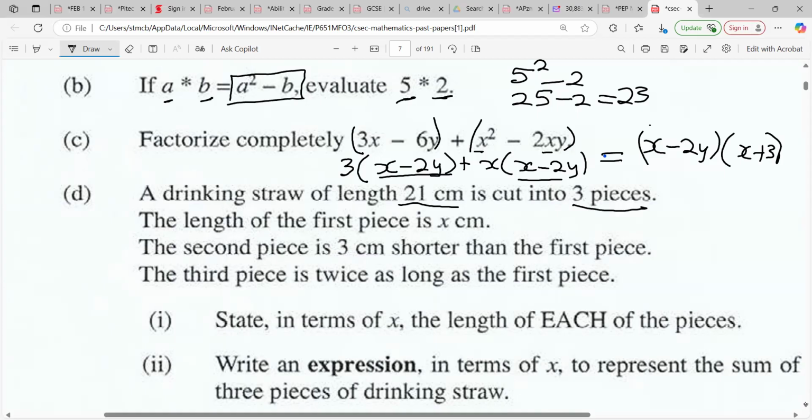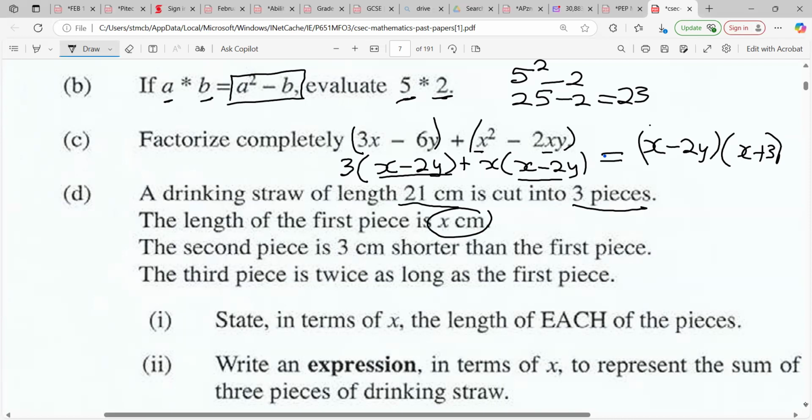The length of the first piece is x. The second piece is 3 centimeters shorter than the first. The third piece is twice as long as the first piece. So I could just write it here. It says state in terms of x the length of each of the pieces.